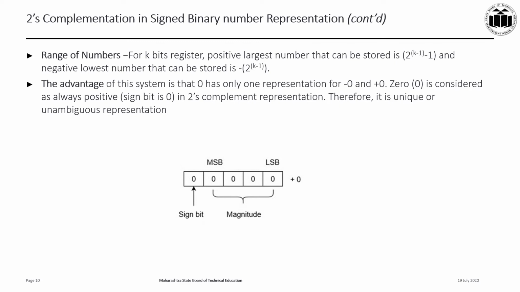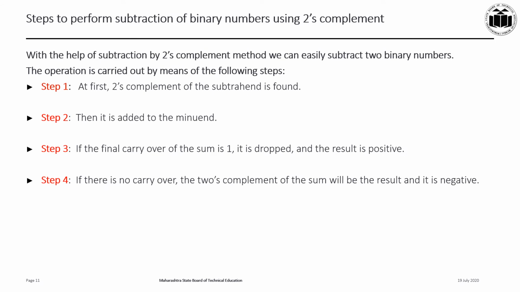And this is a unique, or unambiguous, representation. Steps to perform subtraction of binary numbers using 2's complement. So here you can see, step 1 will be to first take the 2's complement of the subtrahend.